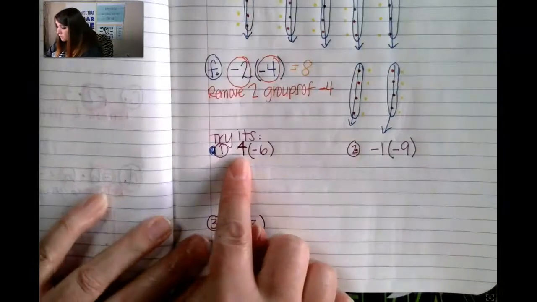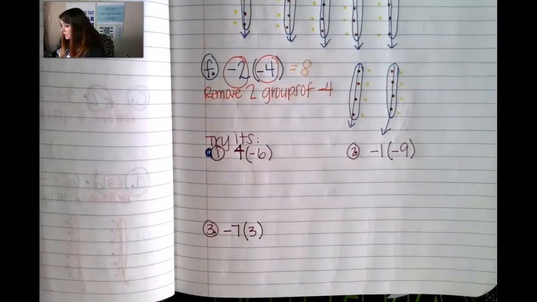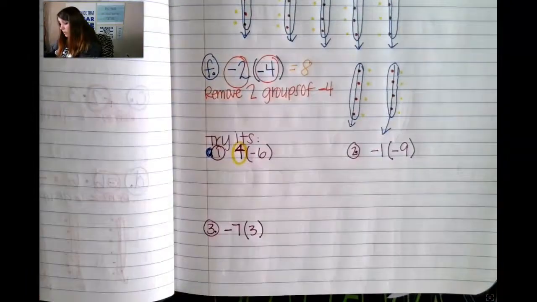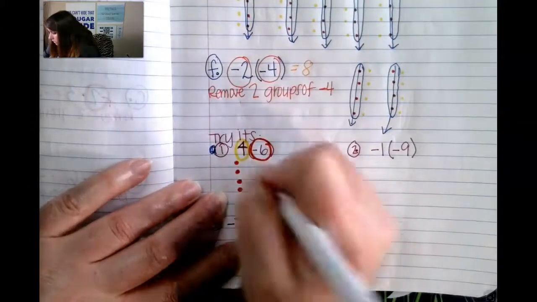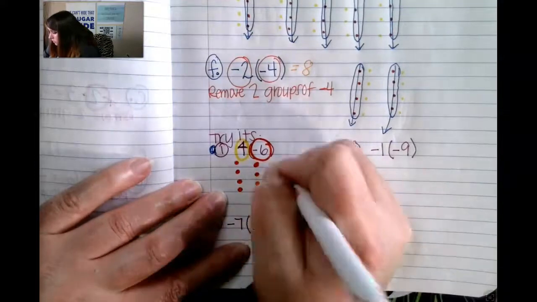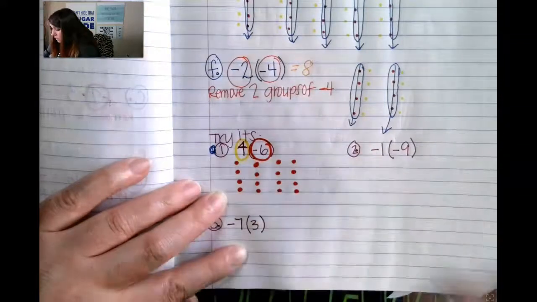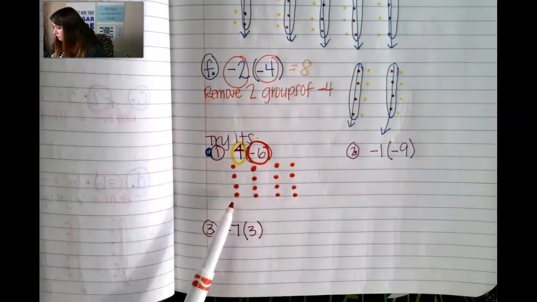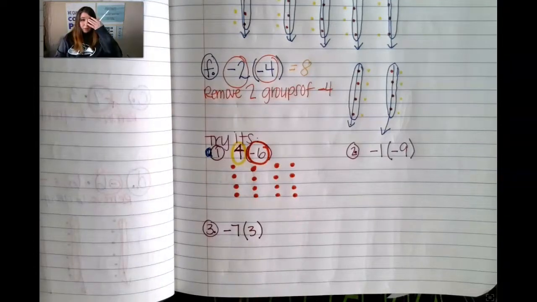Okay, so the first one says 4 groups of -6. So I need 4 groups of -6. The first one is positive, so I'm adding 4 groups of -6 to the board. So 4 groups of -6. Here's 1 group, 2 groups, 3 groups, 4 groups. 4 groups of -6, for a total of 24.